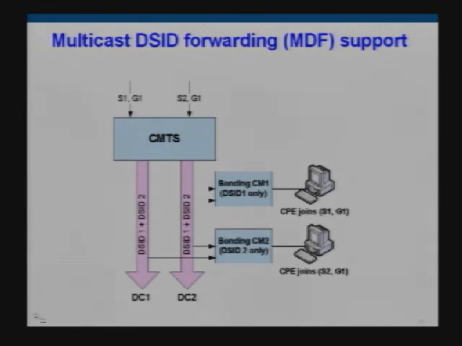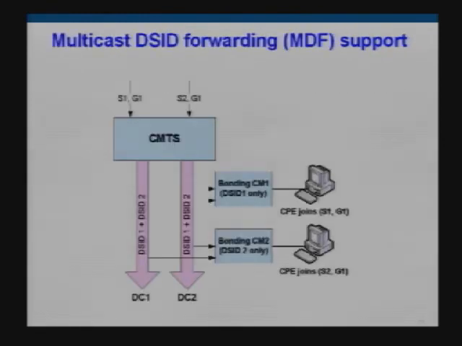And as you can see here, this is a bonding group consisting of two channels, downstream channel 1 and channel 2, and streams corresponding to two multicast groups represented by DCIP 1 and DCIP 2 are sent across both. The first CPE, corresponding to CM1, joins only S1, G1, so CM1 will only accept packets corresponding to DCIP 1. In the case of CM2, since its CPE joins S2, G1, CM2 would accept packets only corresponding to DCIP 2.